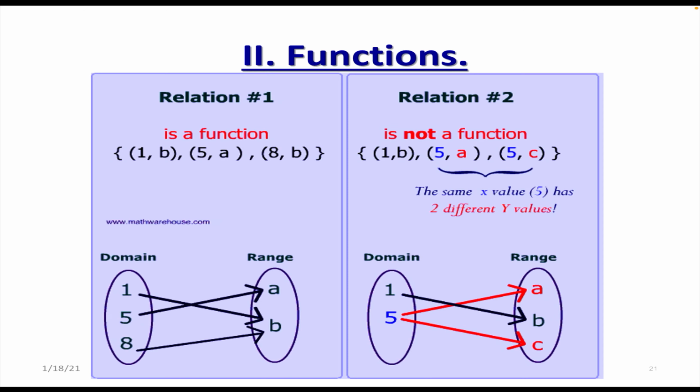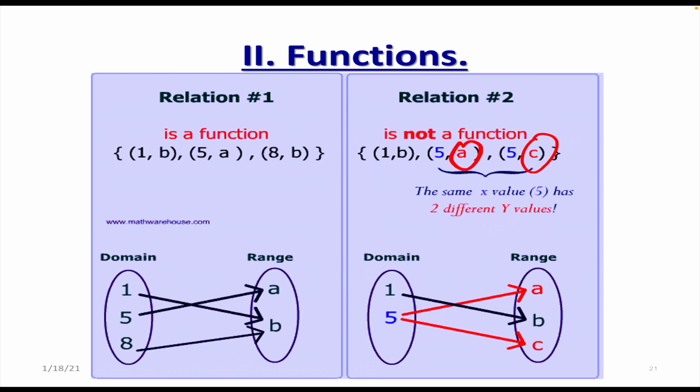Now, here's another example. Relation 1 is a function. Again, each element 1, 5, 8 has one element in the range. Now, relation 2 is not a function. We have element 5, which has two different images. 5 has A and 5 has C as an image.